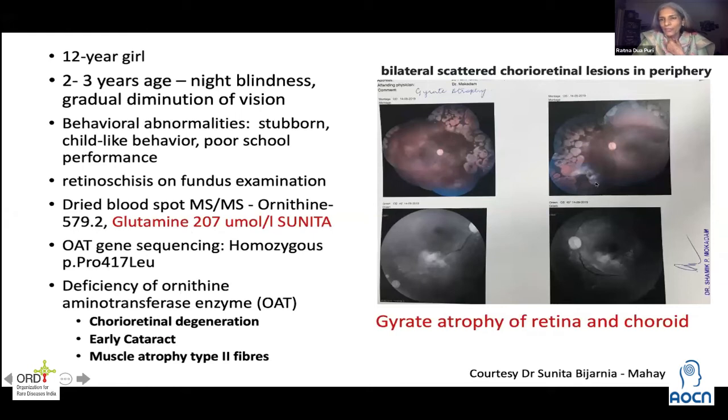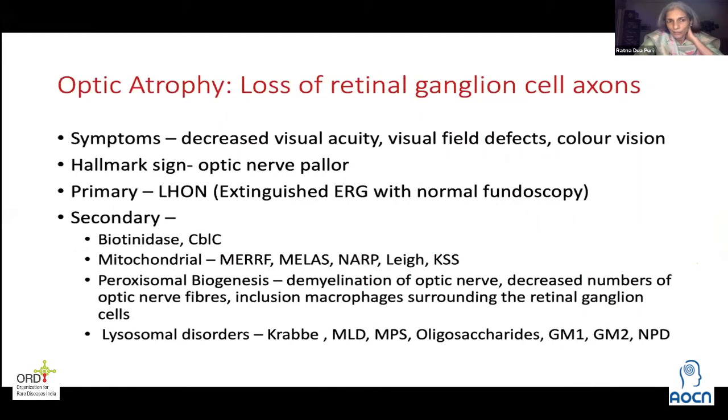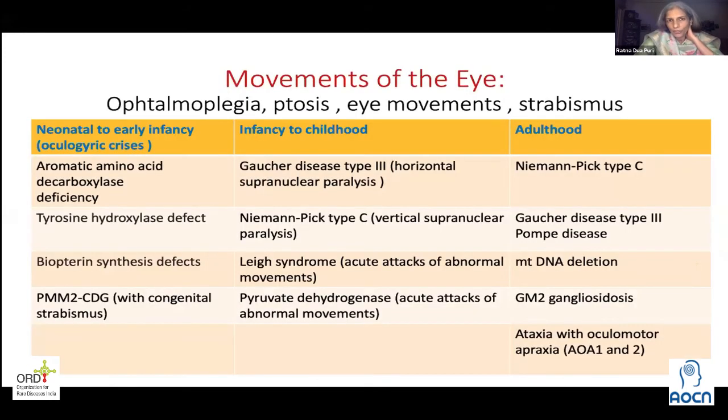And this is actually a giveaway for this diagnosis and doing a specific gene test for gyrate atrophy of the retina on the OAT gene. LON, I'm not going to allude to because this has already been covered in the previous mitochondrial section. And finally, we have optic atrophy, which is a feature. And my last one is about movements of the eye.